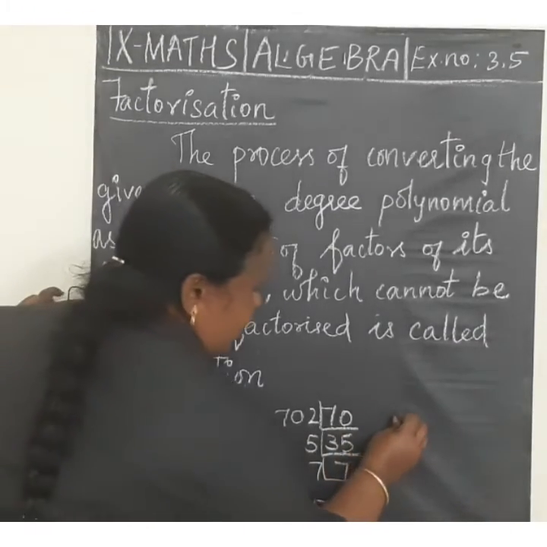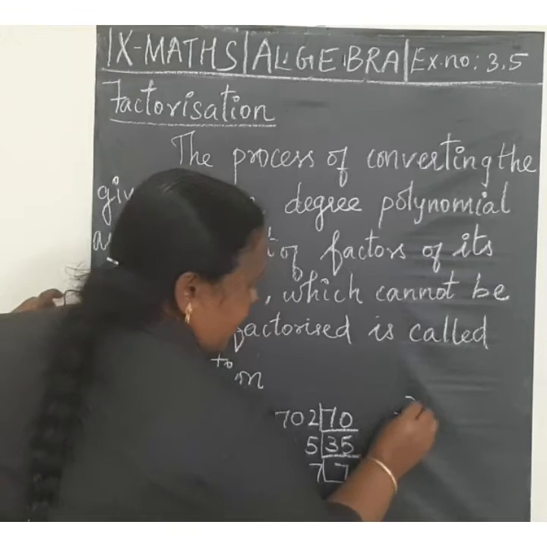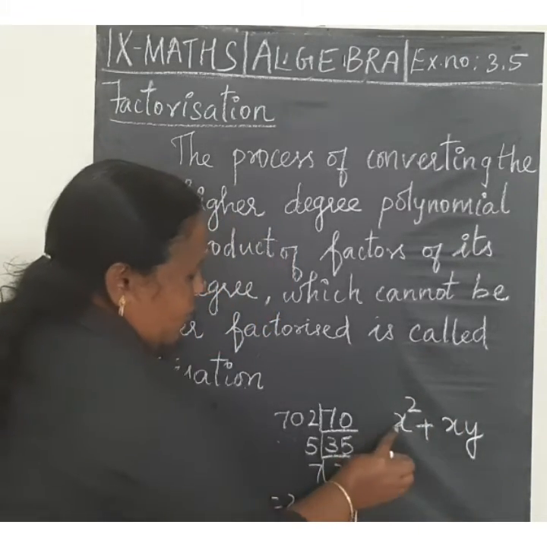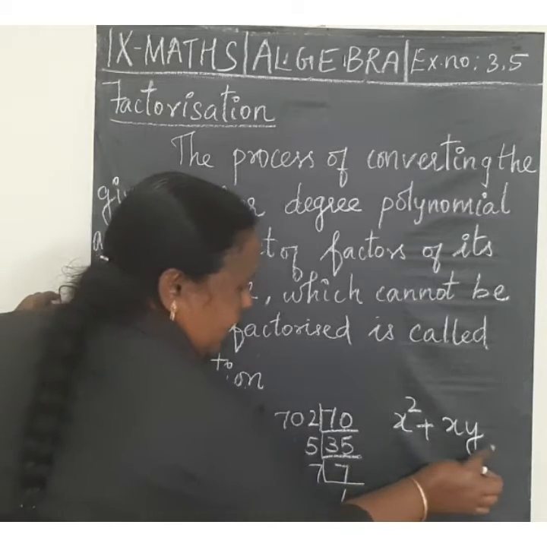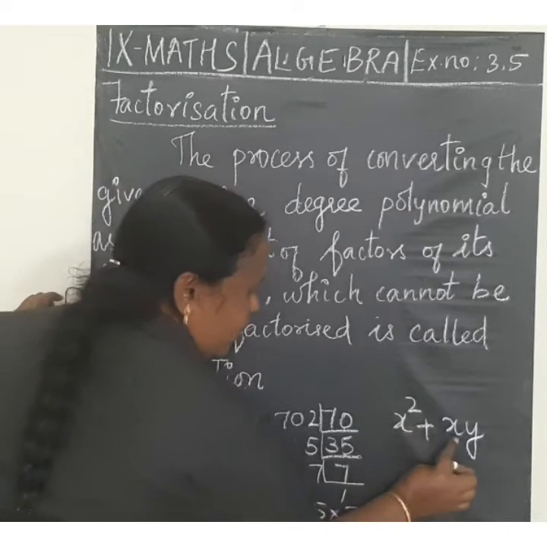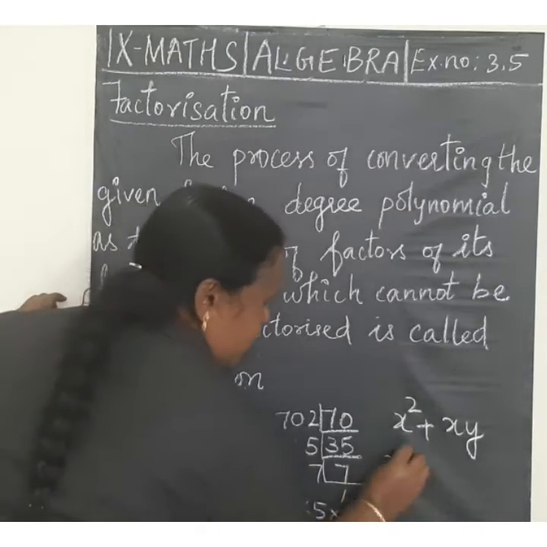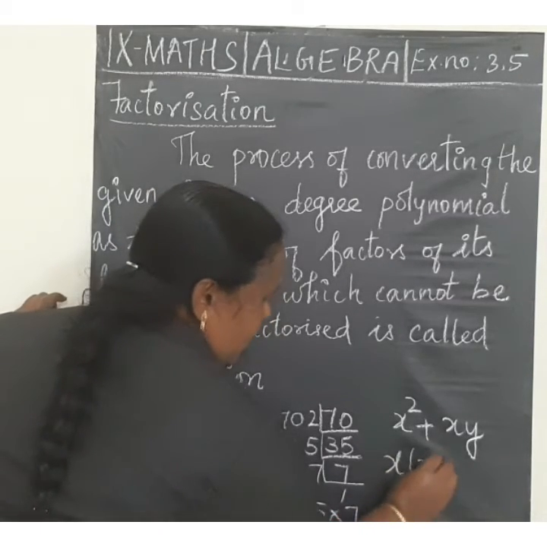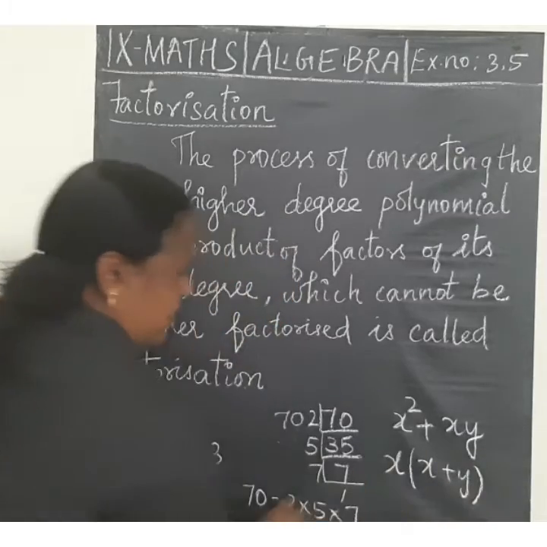Next, one more example. If we take an algebraic expression x square plus xy, the first term is x square and the second term is xy. Both terms have x in common, so we take one x as a common factor. So x into x plus y.